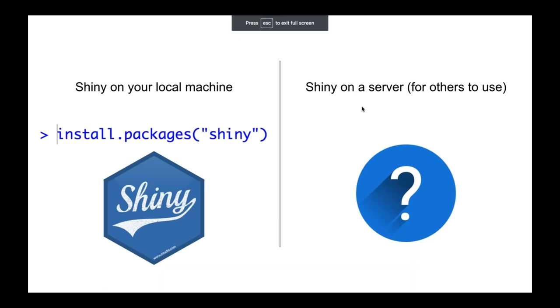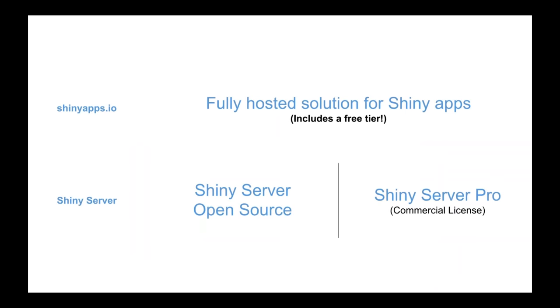So Shiny working on your local machine is really, really simple to do. You install the Shiny library with install.packages("shiny"), and then you can run Shiny apps on your local machine. But how about if you want other people to work with your Shiny apps? So you build something that's interactive, and you want to publish it to the web for other folks to see, just like that example that I just showed before. Well, there are two different solutions for you. There's shinyapps.io, or there's Shiny Server.